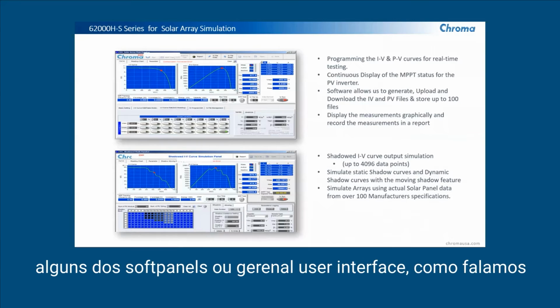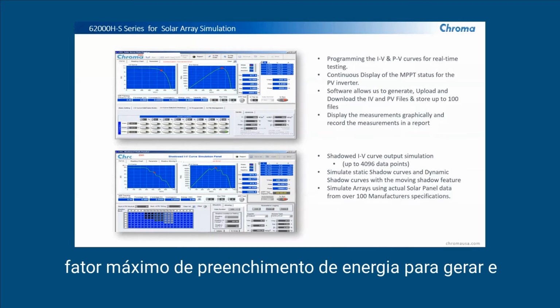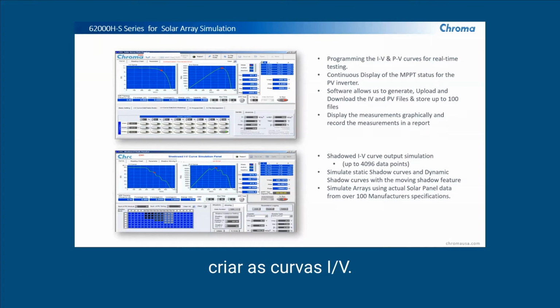The soft panel, or the general user interface, like we talked about, gives you the ability to set things such as irradiation levels, temperature coefficient, maximum power, and fill factor in order to generate and create the IV curves at different power levels.